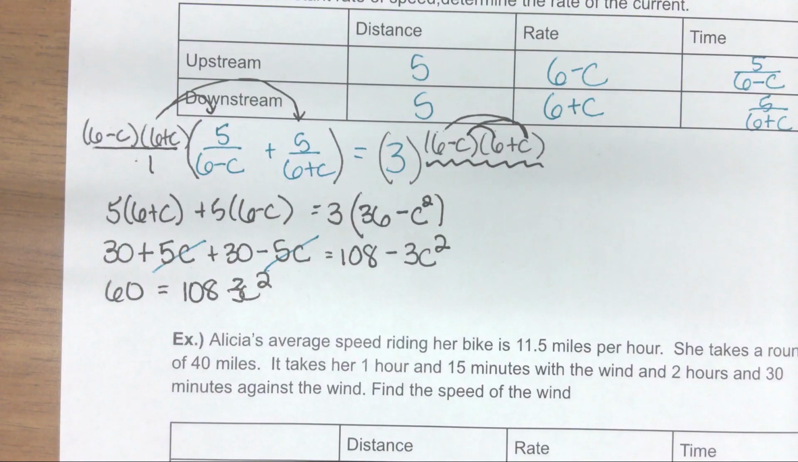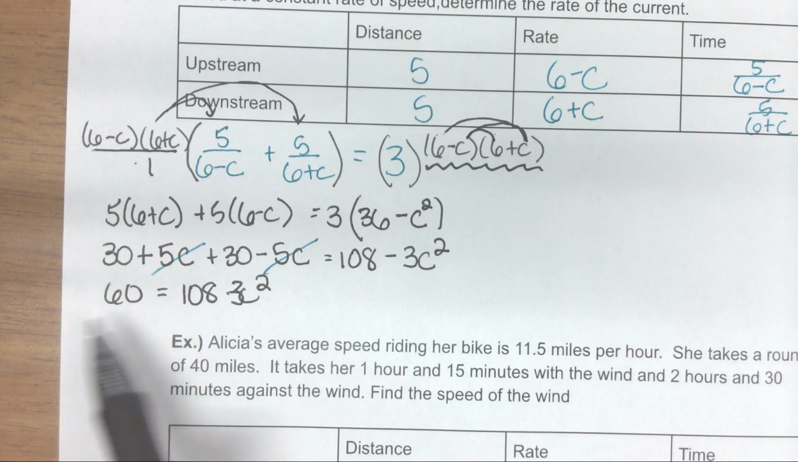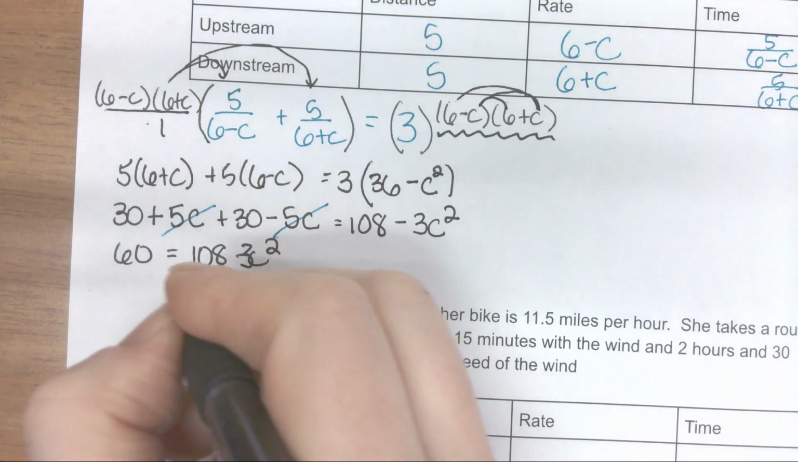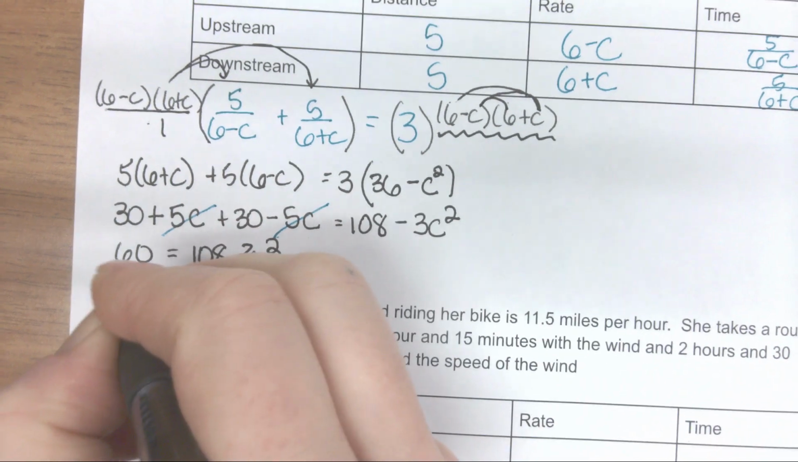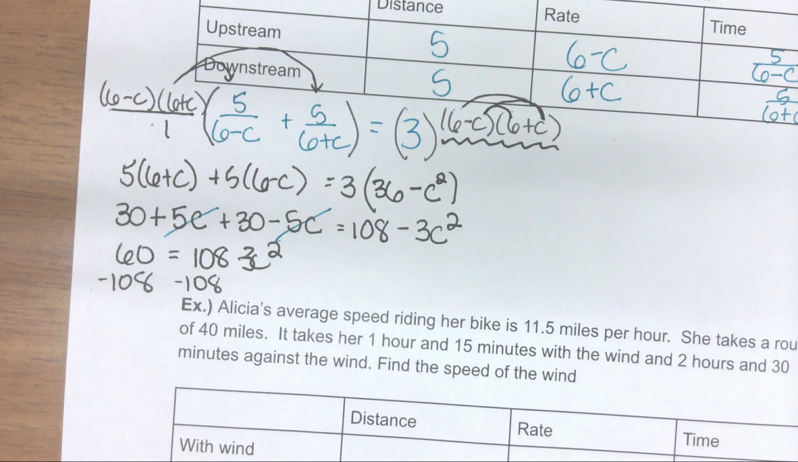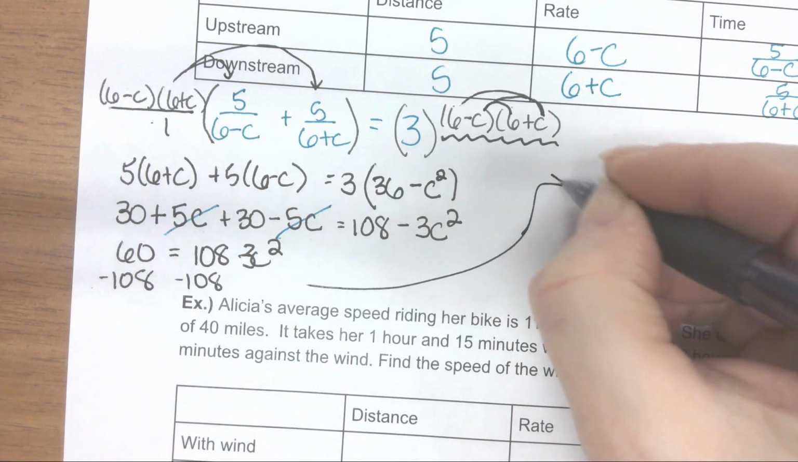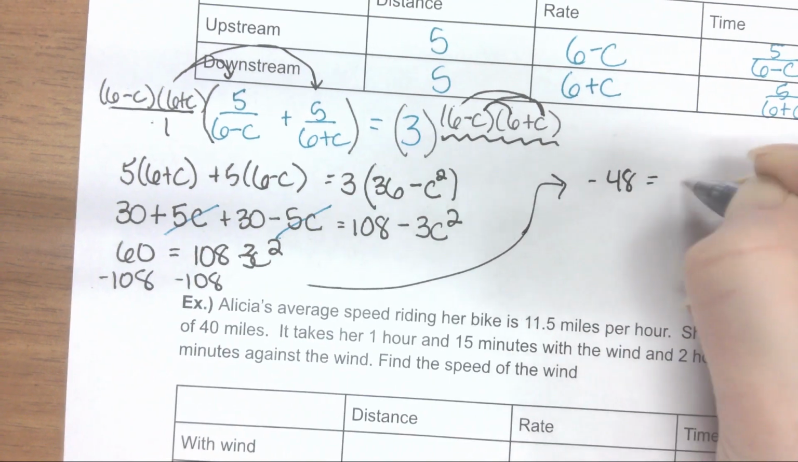Most of the ones that you see today, there's an exception of one of them. If they're quadratics, you can solve using square roots. So what we're going to do on this, we're going to get the c squared alone, and we're going to take the square root of both sides. Would you subtract 108 from both sides? What's 60 minus 108? Negative 48 equals negative 3c squared.